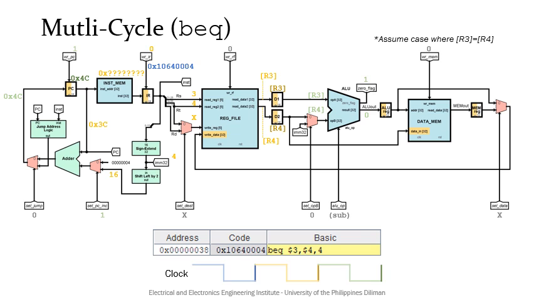If the branch is not to be taken, write PC will not be asserted, and even if the branch target address appears at its input, the PC will still maintain its value, which is the updated PC plus 4.